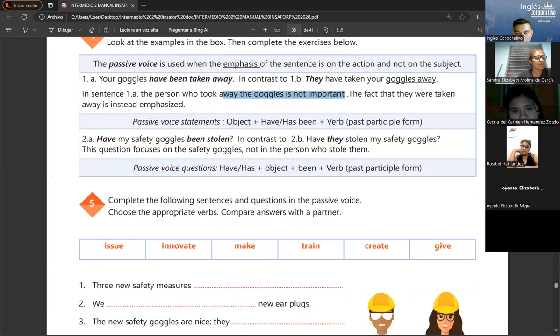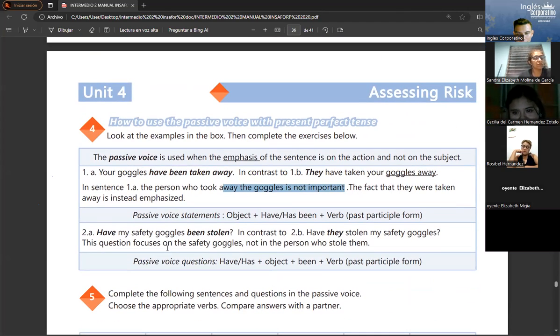All right. Here you have the structure. Aquí tenemos la estructura. Passive voice, statement. ¿Cuál es la estructura que debemos seguir para crear una oración utilizando el passive voice and present perfect? Primero, el objeto. En este caso, el sujeto también. Seguido de, ya sea, either have or has, más been. Que ese been tiene que ir sí o sí. Have or has, más been, tiene que estar por ley para convertirse en passive voice.